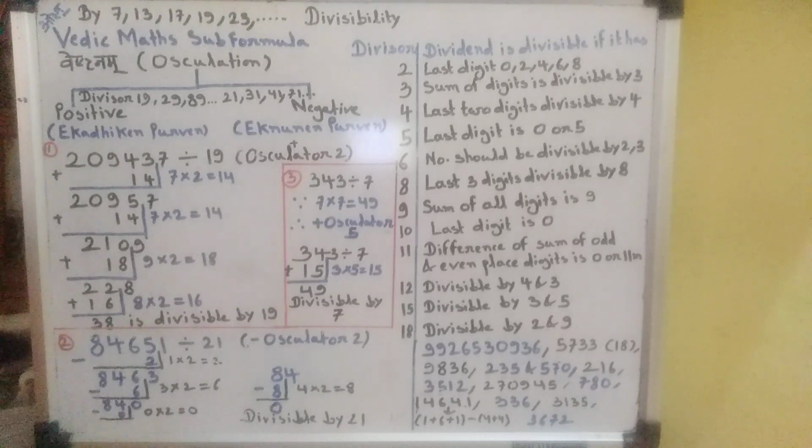Divisibility rule for 11: the difference of the sums of odd and even place digits is either 0 or a multiple of 11. For example, 14641. Here if we take alternate place digits like 1 plus 6 plus 1, we get 8. And the sum of even place digits 4 plus 4 is again 8. And the difference of these two is 0. So the number 14641 is divisible by 11.